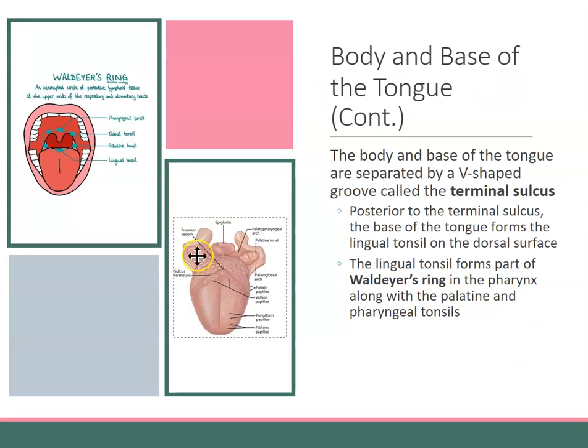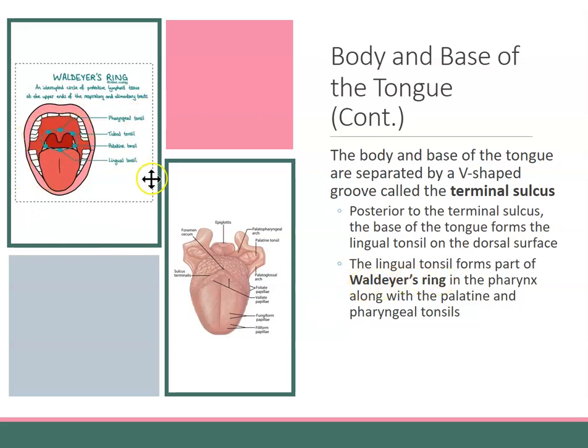When we look closely at the tongue, this is the body of the tongue, and this is the base, the back of the tongue. It's separated by a V-shaped groove, and that groove is called the terminal sulcus. Right here, terminal sulcus. When the whole mouth is developed, you can trace a ring right here, and this ring is called the Waldeyer's ring. The Waldeyer's ring is where all your tonsils lie.